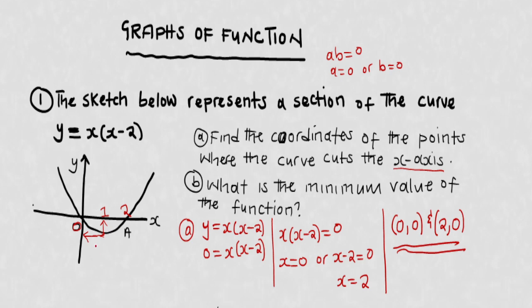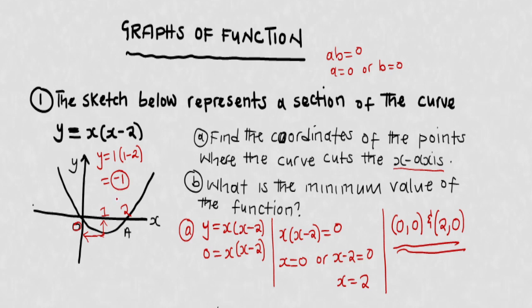Then we just have to find the y coordinate. How do we find the y coordinate? We just replace 1 in this same equation. We have y is equal to, where there is x, you put 1, then open brackets, 1 minus 2. Then this will be equal to 1 minus 2, which is negative 1, and negative 1 times 1 is negative 1. So therefore the minimum value of this function is negative 1.